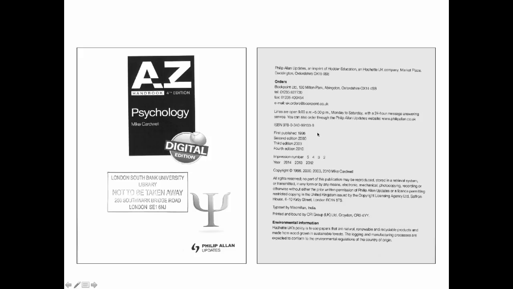So you can see the author is Mike Cardwell, the year of publication is 2010, the title of the book is A to Z Handbook Psychology. The edition is 4th edition. The place of publication is Deddington. And the publisher is Philip Allen Updates.